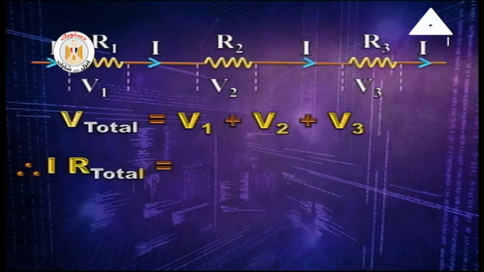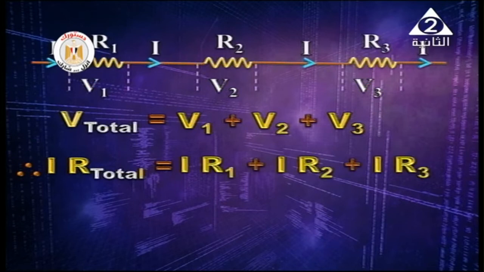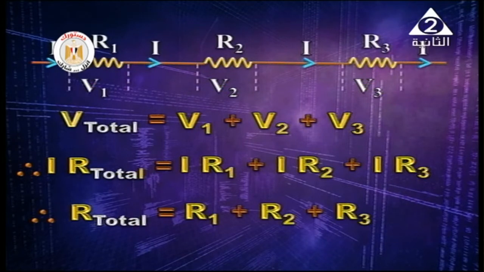Voltage is the product of current and resistance. So I R total equals IR1 plus IR2 plus IR3. The current will be crossed out. So R total or R equivalent equals R1 plus R2 plus R3. Okay, this is in the case of series connection.